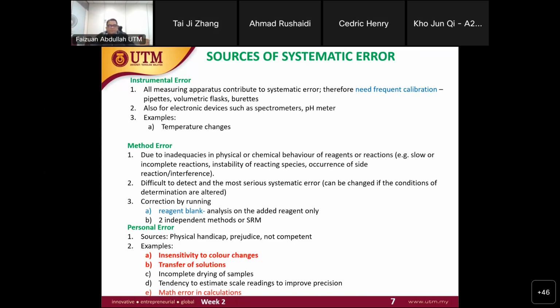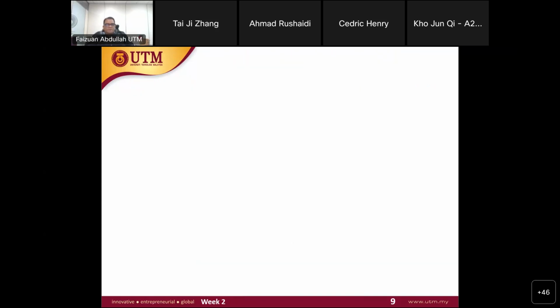And then we have personal error. Personal error is included in the random error. Physical handicap, insensitivity to color change, for example you are color blind. When you transfer the solution and some of the solution spills, incomplete drying, math error in calculation. That is the personal error.